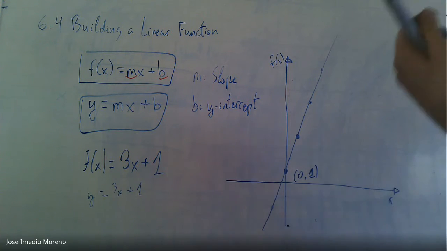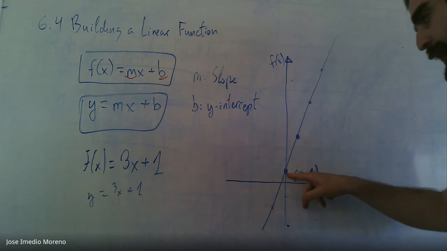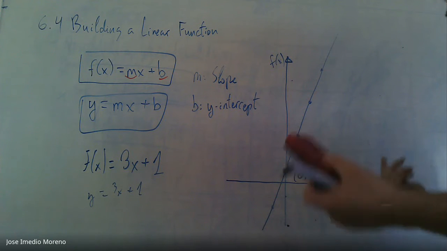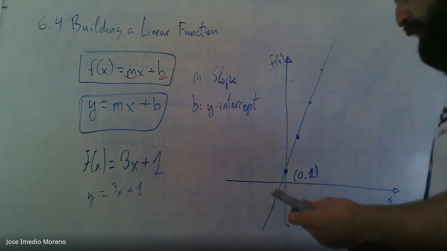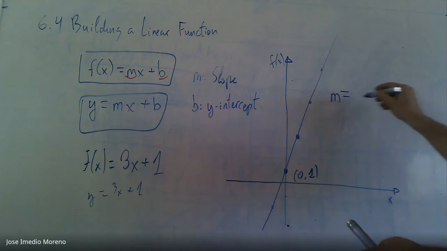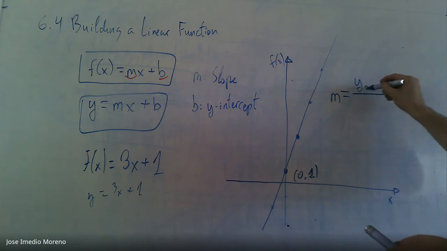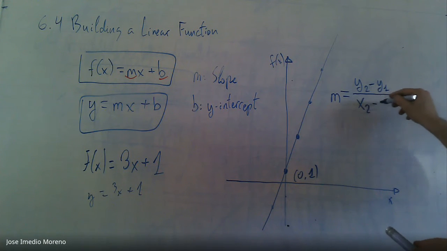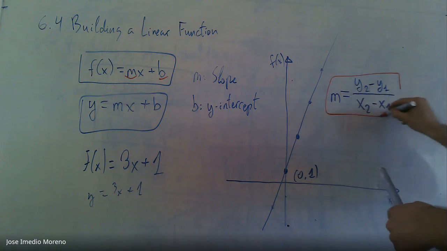And now, how do I know that I can go 1 step to the right and 3 steps up? Why do I know that? I know that because the slope is defined by the following formula. The slope equals y2 minus y1 divided by x2 minus x1. And what does that mean?